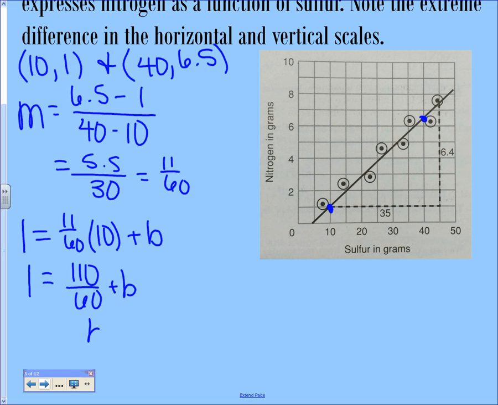It is going to be a negative. What is it? Negative what? That's right. So your equation is going to be y equals 11 over 60 x minus 5 over 6. But we need to make them into nitrogen and sulfur and also change them into decimals.